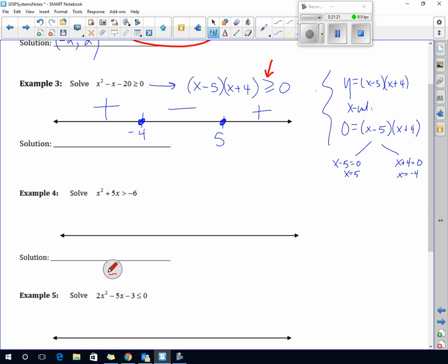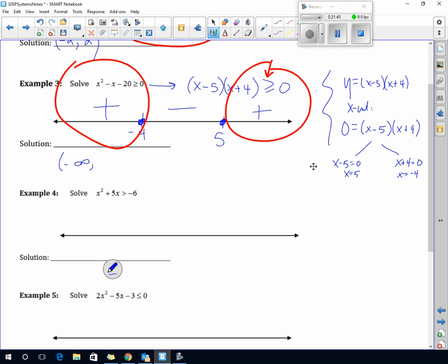My solution is negative infinity, and we can't include negative infinity. Why? It's not an actual number to encapsulate it. It's just a concept, a feeling. Anyways. You can't touch it, right?